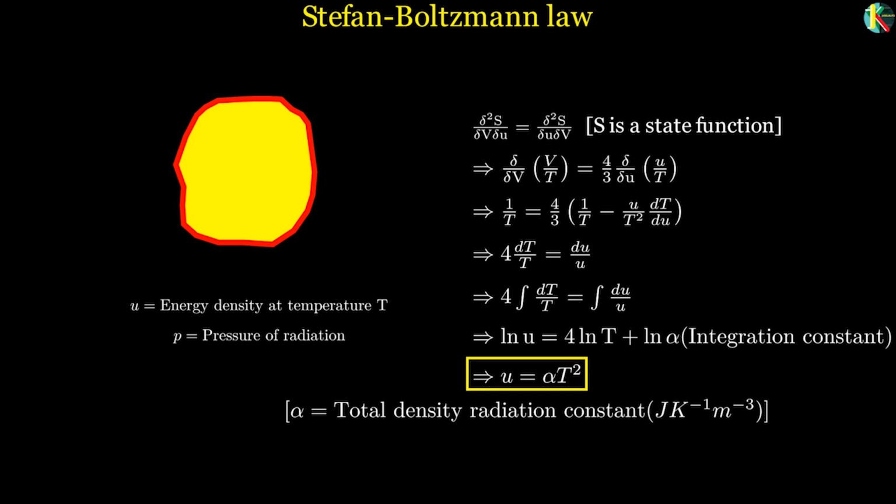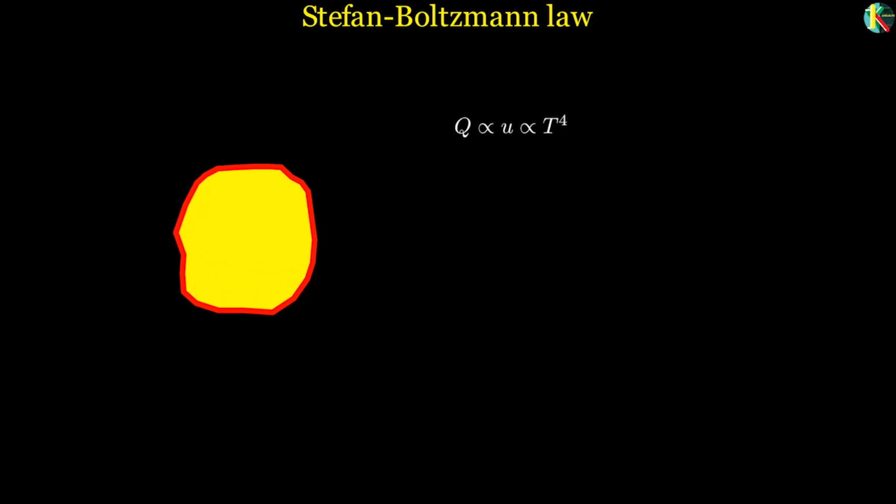As the radiation Q lost per second per unit area of the enclosure is proportional to the energy density U, Q is also proportional to T to the power 4. Hence we have Q equal to sigma T to the power 4. This is Stefan-Boltzmann law where sigma is the Stefan constant. The constants sigma and alpha are related by this formula where c is the velocity of radiation.